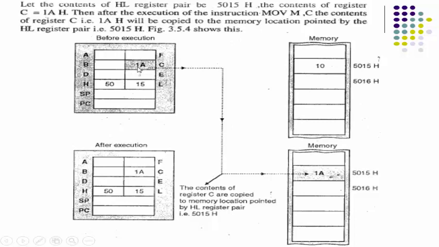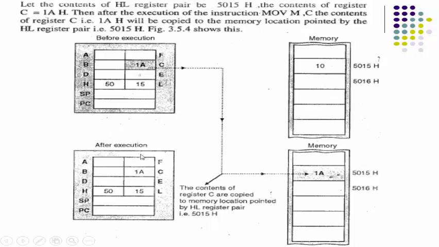See here. Before execution, the C register has 1A hex, and the HL register pair has 5015: H is 50 and L is 15. So HL points to memory location 5015 hex, and in the memory at this location, 10 hex is available. This is the initial condition, before the execution of MOV M, C.